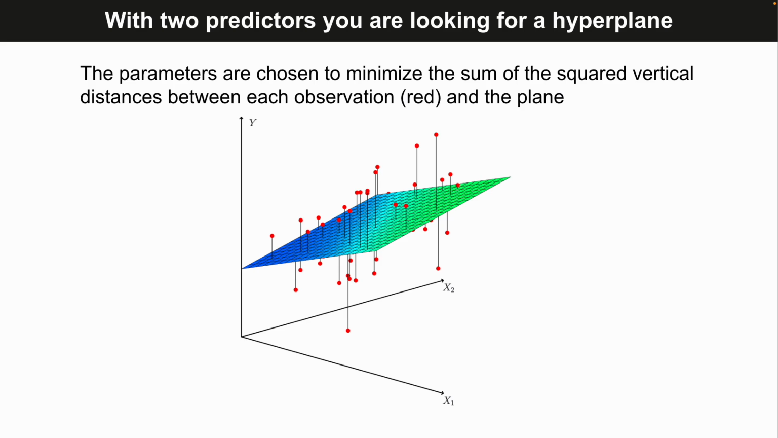So if this is your y, that is what you're trying to predict. Each y corresponds to certain observations. So this is x1, x2, and then there will be a corresponding y to this. Right? So we're trying to look for a hyperplane.